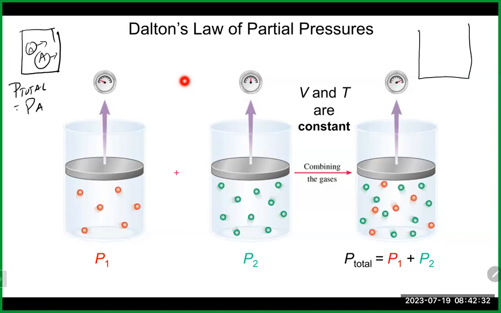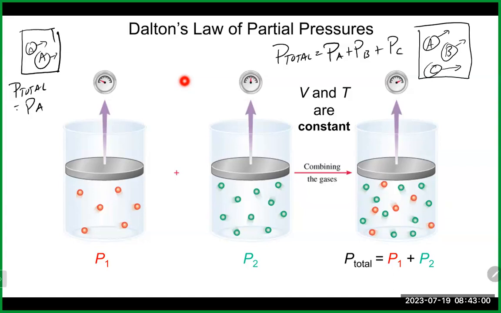Now, if we have a container where maybe we got A molecules, maybe some B, I'll try my alphabet here, C as well. And we got all these guys flying around in the same container. They each are contributing to the overall pressure. So in this case, the total pressure would be the pressure from gas molecule A plus the pressure from gas molecule B plus the pressure from gas molecule C. And these are what are referred to as partial pressures, because they are partially contributing to the overall pressure of that mixture.